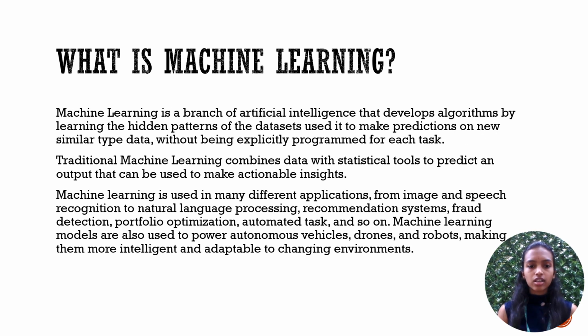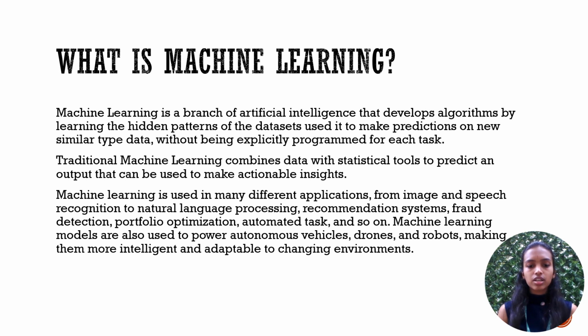What is machine learning? Machine learning is a branch of artificial intelligence that develops algorithms by learning the hidden patterns of the datasets and using them to make predictions on new, similar type data. Without being explicitly programmed for each task, traditional machine learning combines data with statistical tools to predict an output that can be used to make actionable insights.